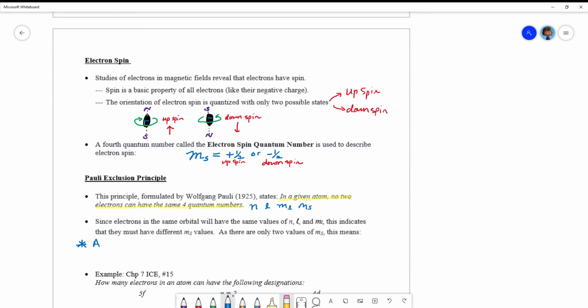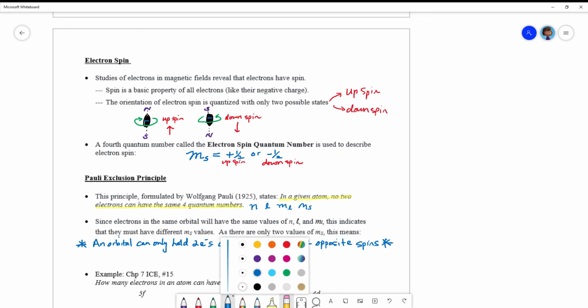So let's write that here. An orbital can only hold two electrons, and they must have opposite spins. That is the really important result here. Two electrons per orbital with opposite spins.